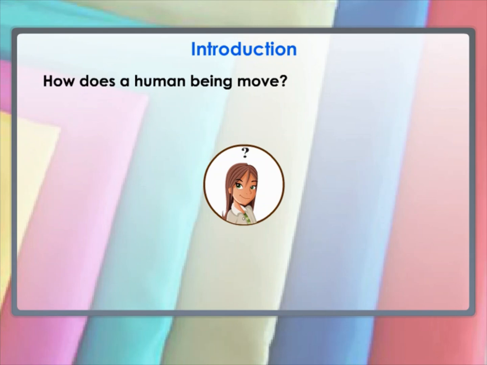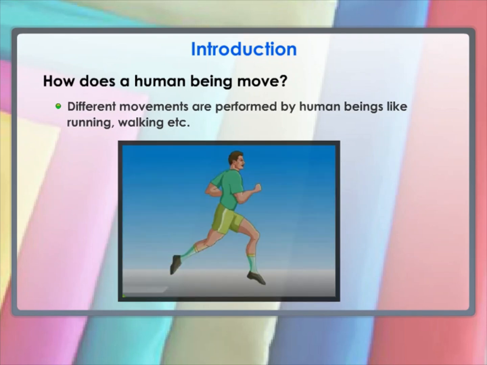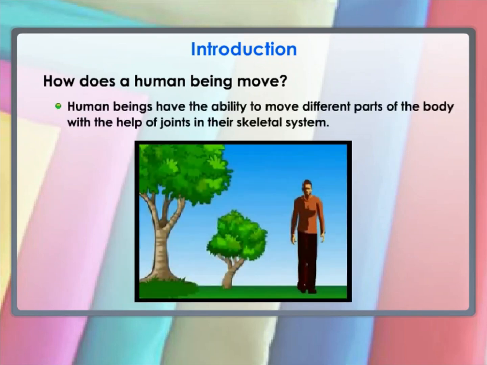So, how does a human being move? Different movements are performed by human beings like running, walking, etc. Human beings have the ability to move different parts of the body with the help of joints in their skeletal system.